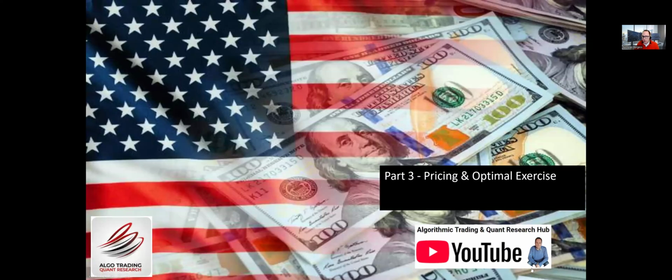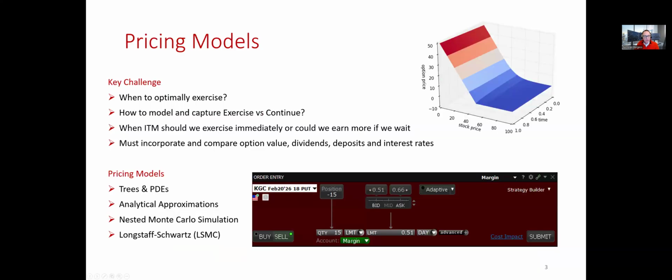Okay, so here we go. Part three, pricing and optimal exercise. So pricing models for American options has a key challenge, and that is how do we know when to optimally exercise? So when our option is in the money, an American option has the right to exercise at any time between the start date of the option and the maturity date of your option. So you can exercise at any point, and we need to know when is it optimal to exercise.